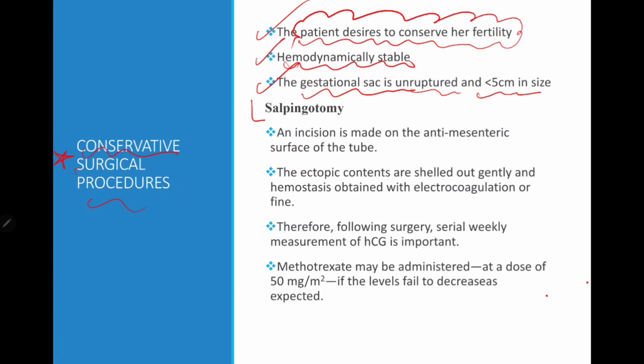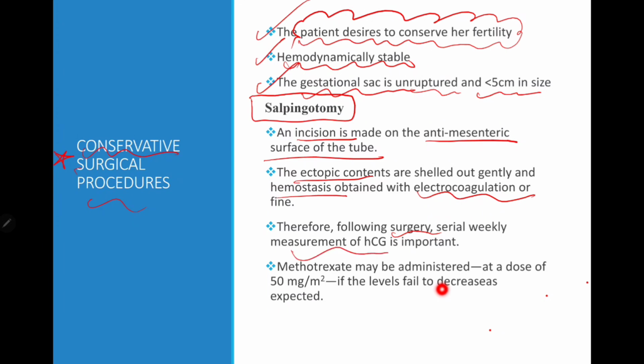Next, moving on to salpingotomy. How are you going to do salpingotomy? An incision is made in the anti-mesenteric surface of the tube. The ectopic contents are shelled out gently and hemostasis obtained with electrocoagulation and fine sutures. Following surgery, serial weekly measurement of HCG is definitely important.